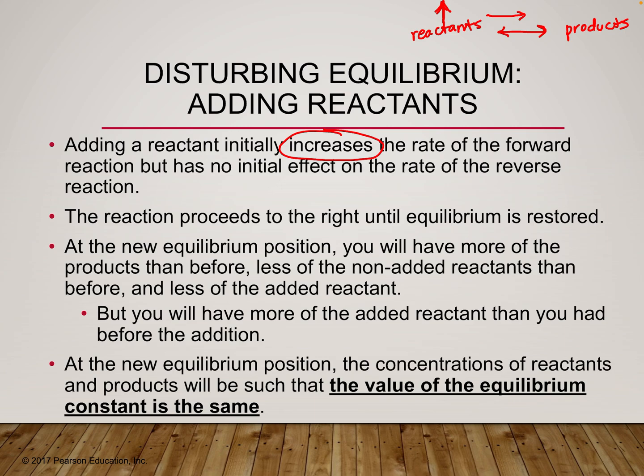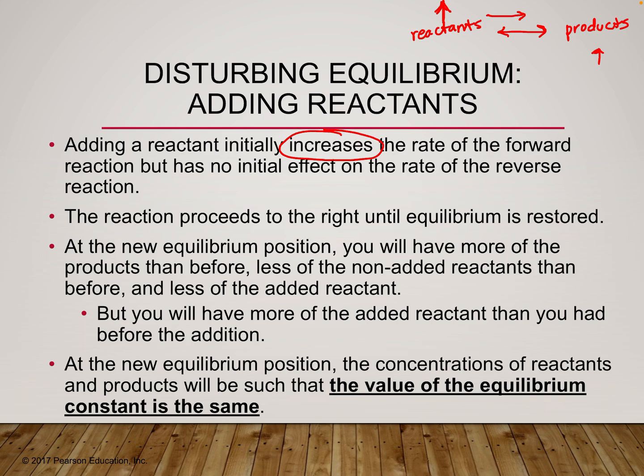But remember, when we were talking about rates of reactions and writing these rate laws, it was always based on the amount of reactants. It had nothing to do with the products at all, right? So when we look at the rate of the reverse reaction, we haven't done anything to the products. Nothing has happened to them. So the rate of the reverse reaction hasn't changed at all.